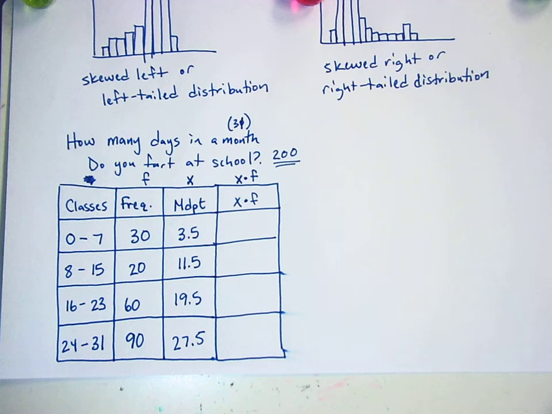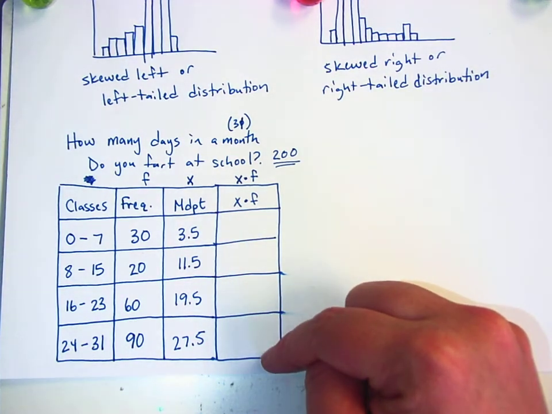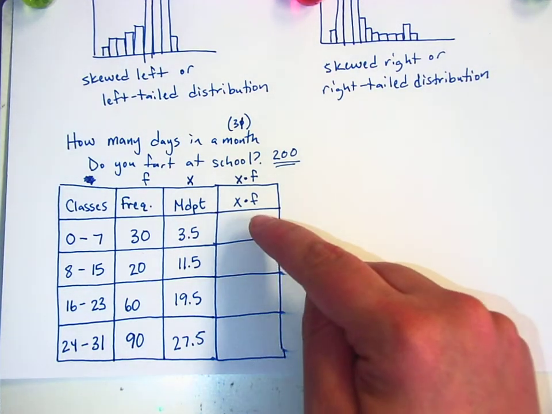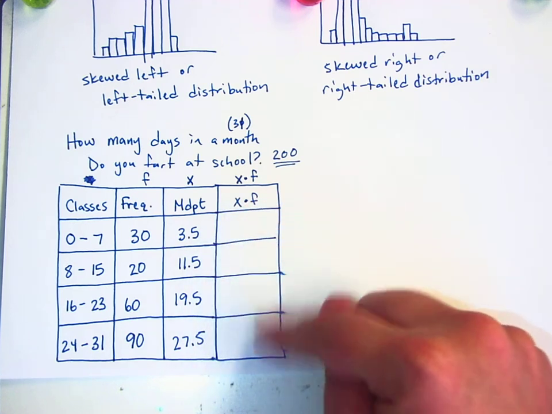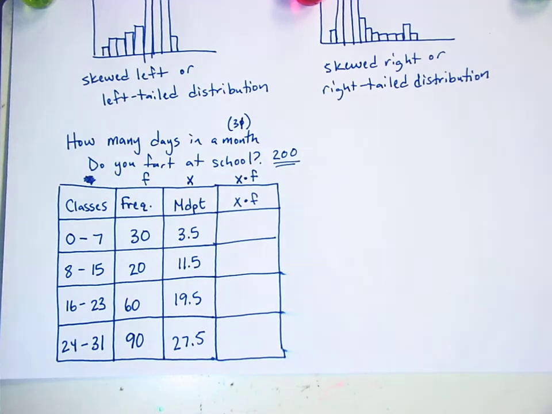Too many. So then we still divide by 200? Yes, once you add this column up. So you're gonna take x times f for all of those, then you add all of those up, you get a summation, and then you divide by 200.